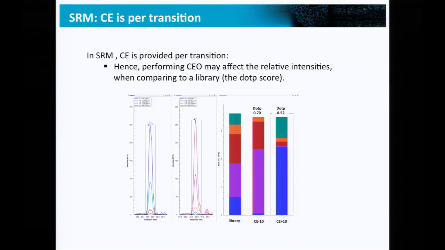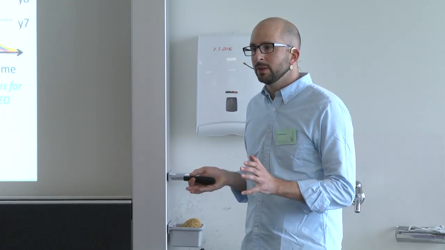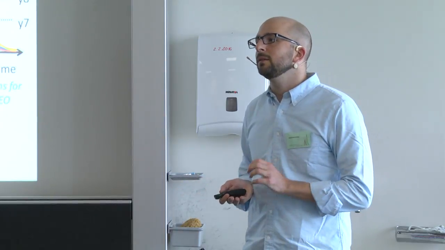So you should always try to remember that what you are basically doing here is maximizing sensitivity, but you might be losing certainty in identification, since your dot product scores may change. So again, keep it in mind.